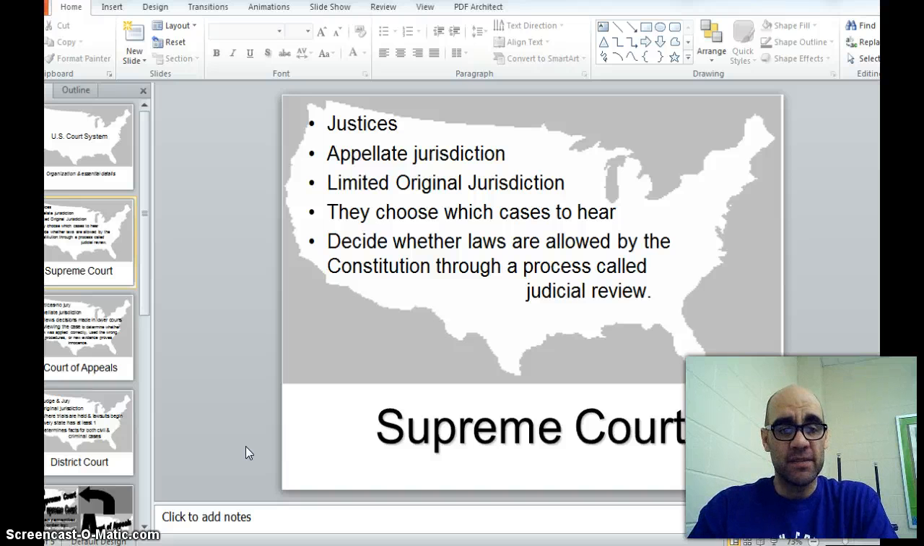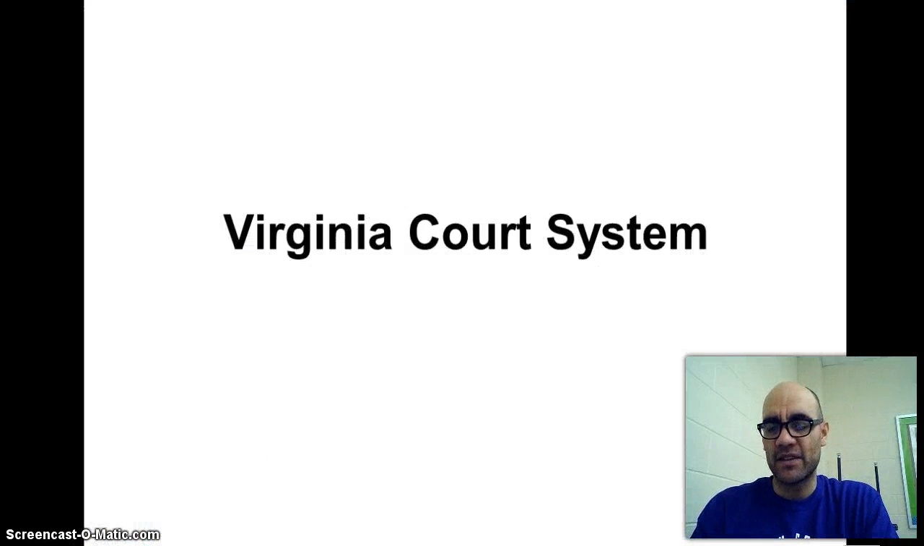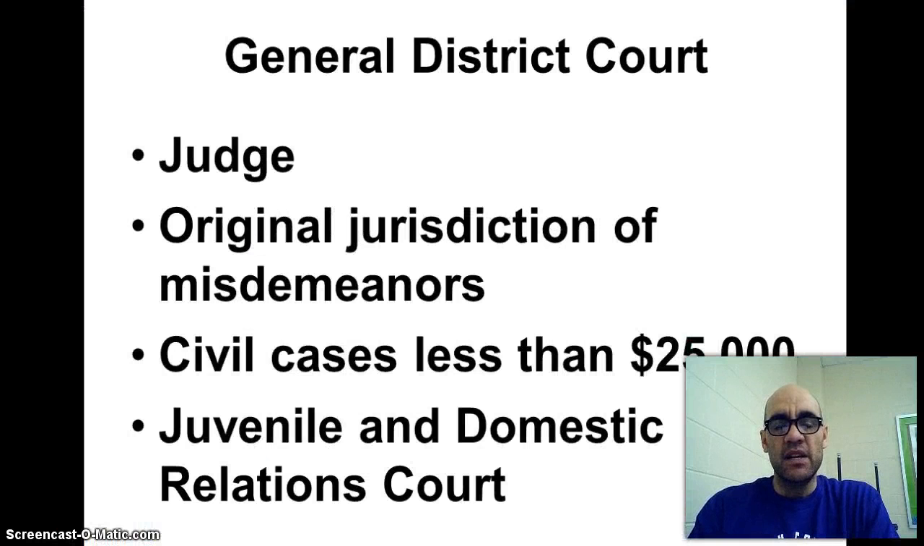All right, so let's move into Virginia. Well, we're in Virginia, but we're going to move what we're looking at to the Virginia court system. General District Court, there's a judge. They have original jurisdiction of misdemeanors. Remember, misdemeanors are small crimes. Civil cases less than $25,000.